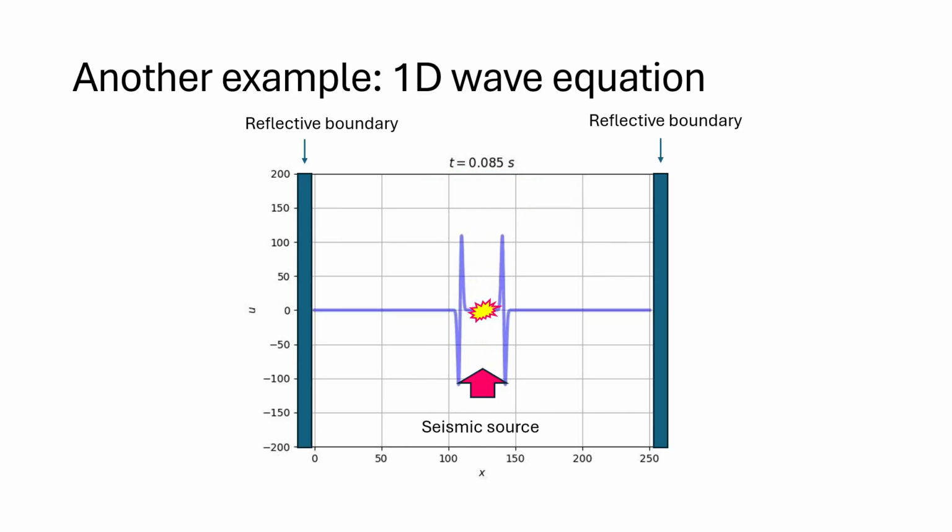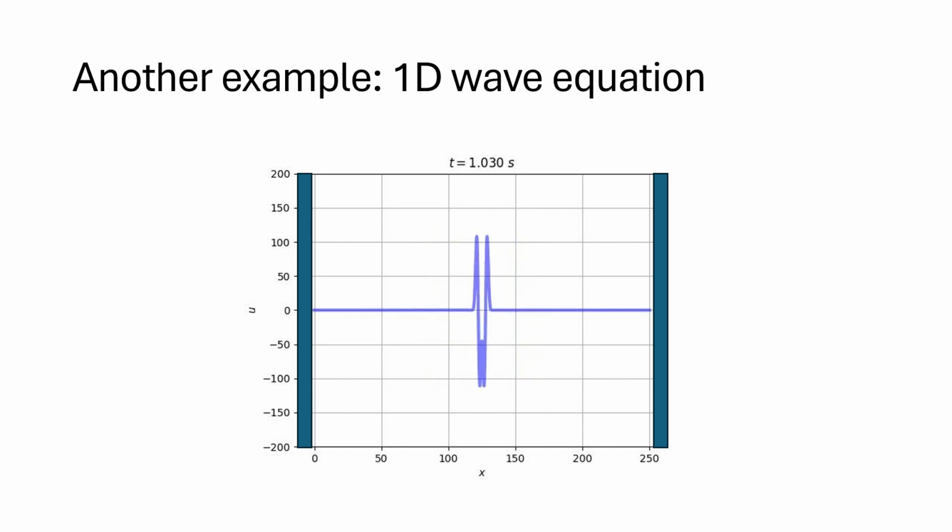Another example of the 1D wave equation is that we have a disturbance or seismic source at the center of a 1D medium and the waves propagate in both directions. Both sides of the medium act as a reflective boundary, so the waves perfectly reflect back with a polarity flip. In this case, we are using a second order time and a fourth order space approximation of the corresponding derivatives. With this, we conclude our video.